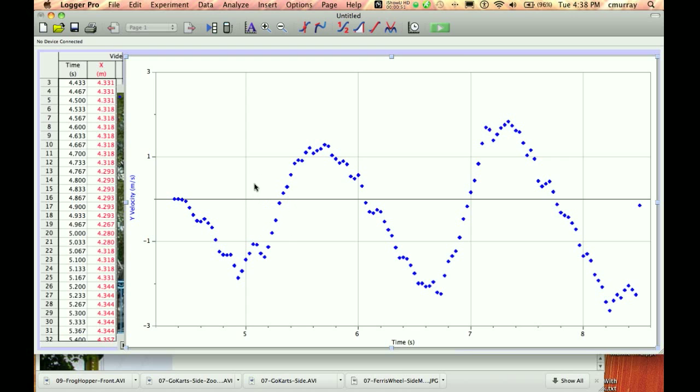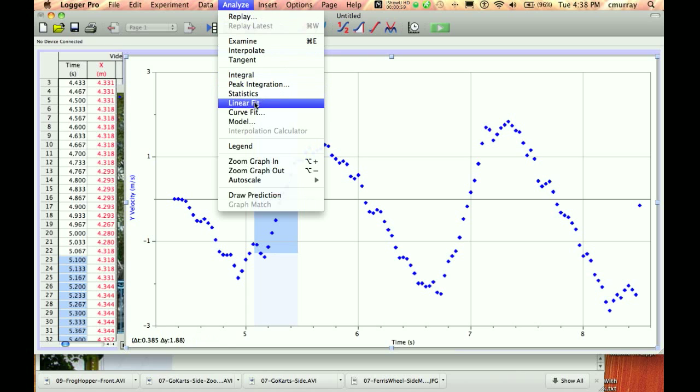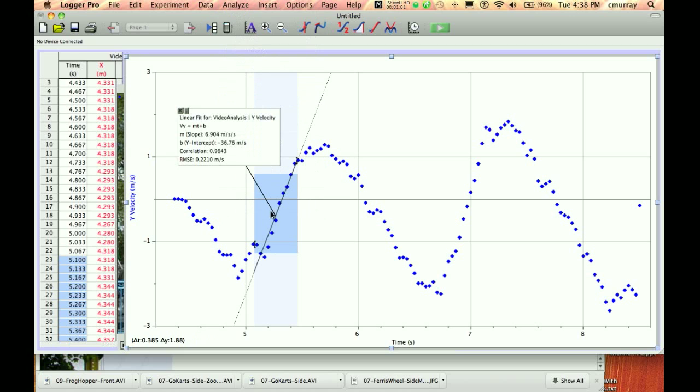If we wanted to find the acceleration of this little chunk, what you do is you select it like that, and then you just go analyze, linear fit, right? And it puts a line through there. The slope of velocity is acceleration. So this acceleration is about 7 meters per second squared, or about 0.7 Gs, right? And so you might expect to find about 1.7 Gs, right?